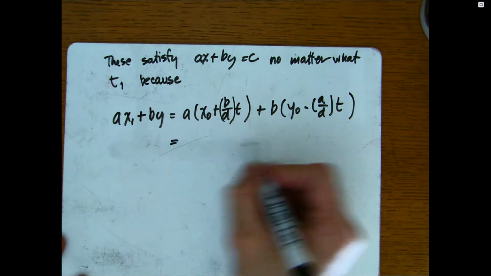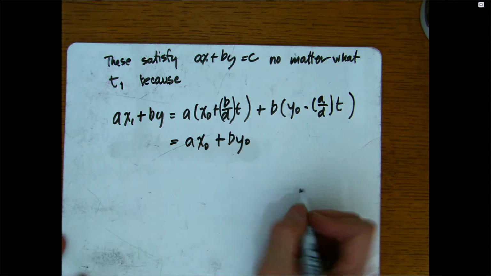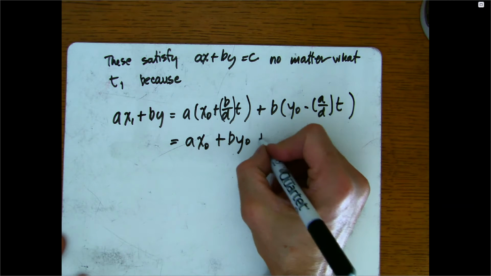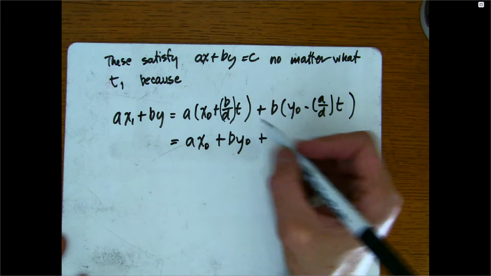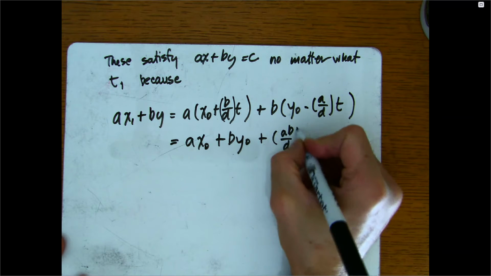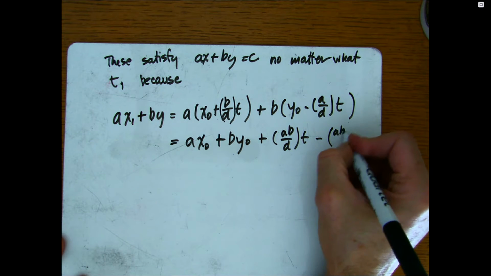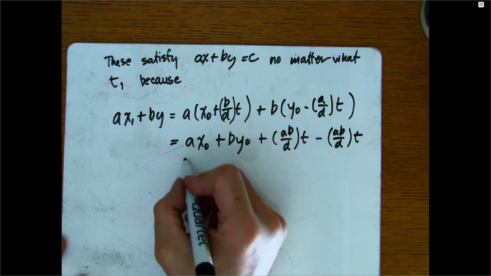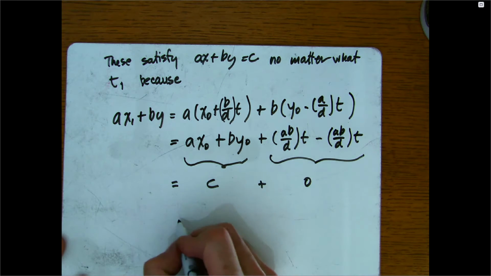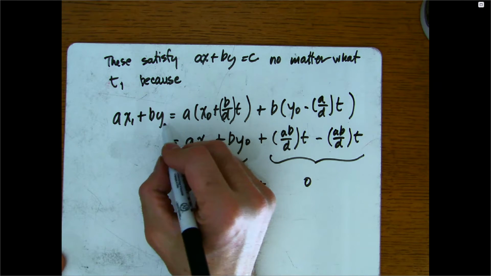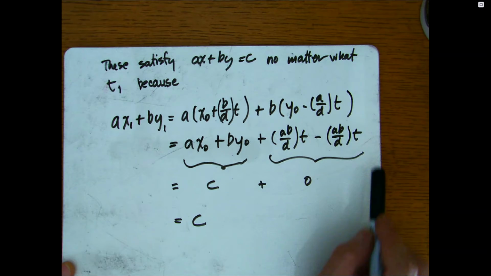Putting ax0 plus by0 together, we get that, and then let's see, we would have an ab over d over dt, and then here I'd have an ab over dt but negative. And so you can see here that this is equal to C, and you can see here this is equal to 0. So A times y1 plus B times y1 is always going to be equal to C no matter what the t, because we can see that the t's go away right here.